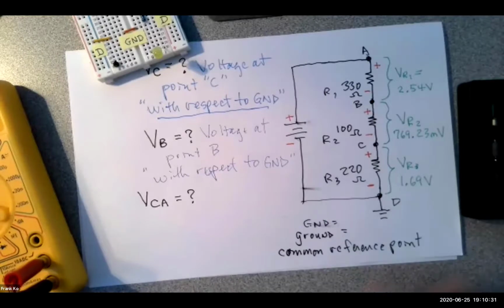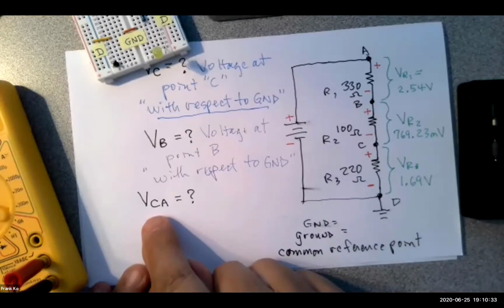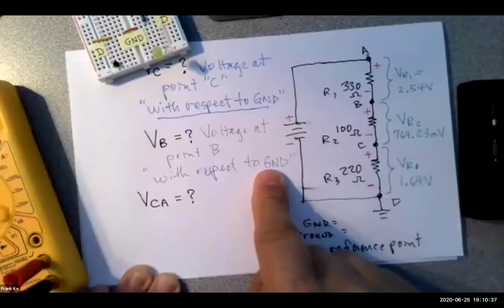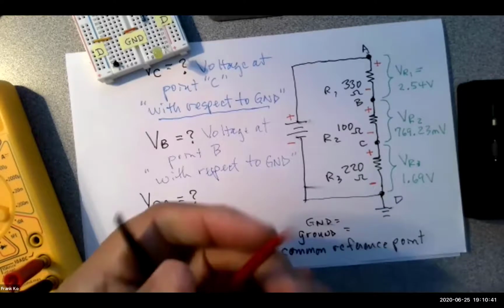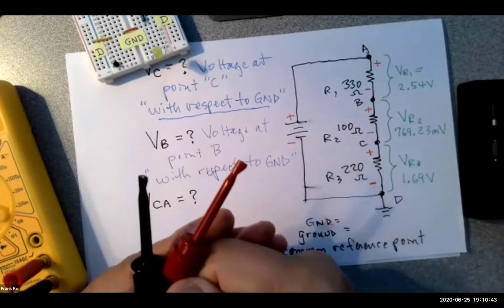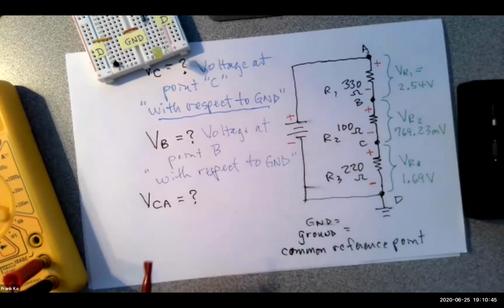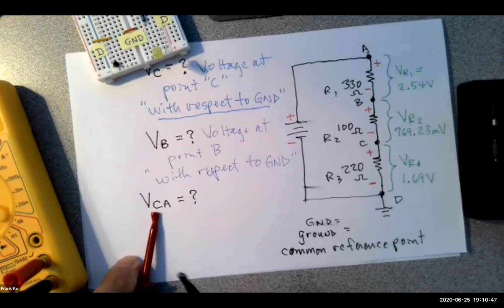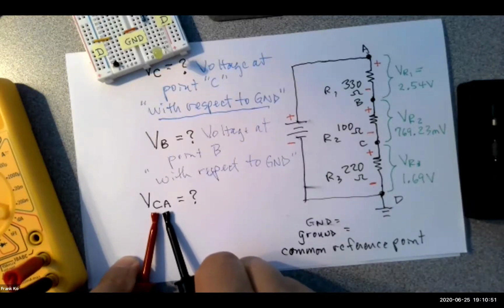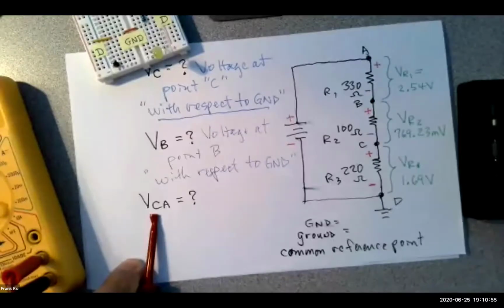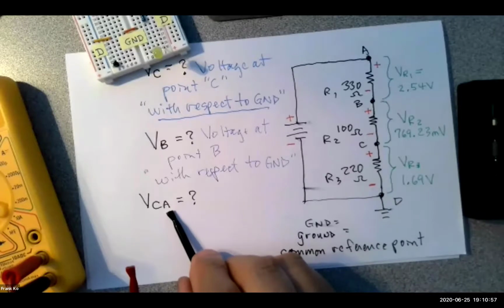So here's the thing. When you see one letter, it will always be with respect to ground. When you see two letters, the two letters tell you exactly where these two probes need to go. The first letter gets the red probe. The second letter gets the black probe. Are you following me? Yes. First letter gets the red probe, second letter gets the black probe.